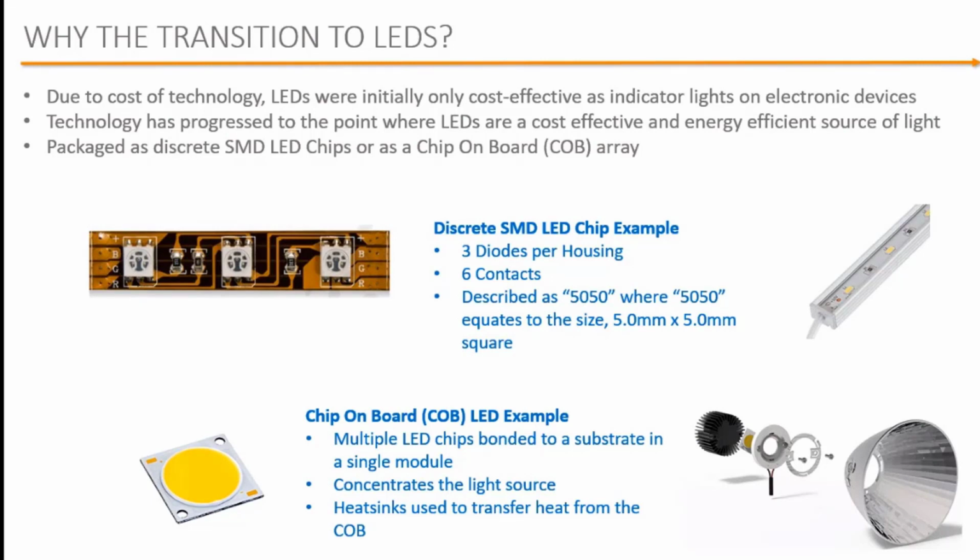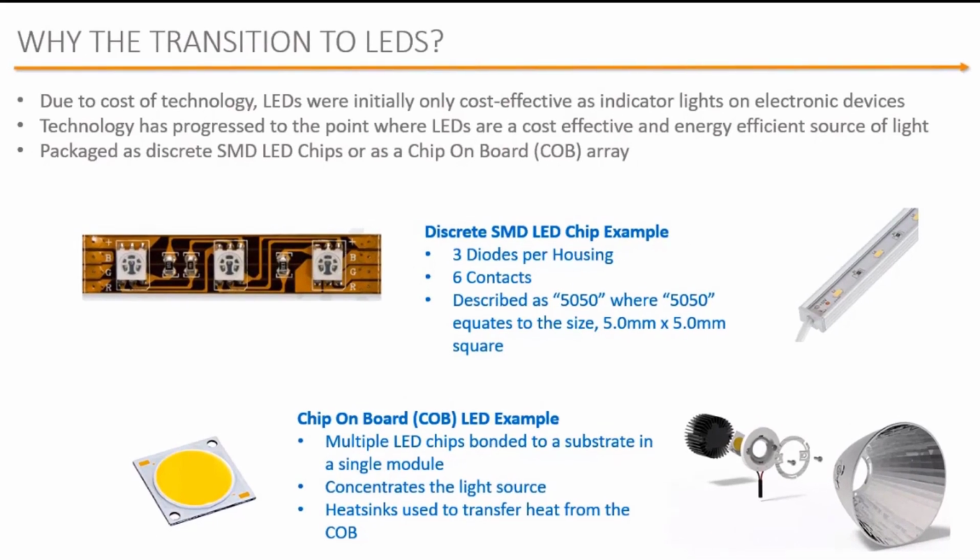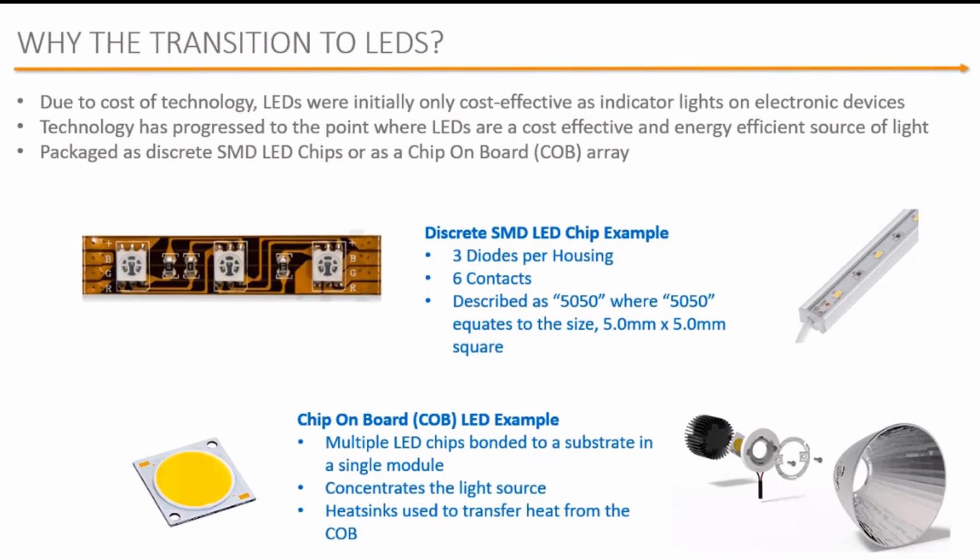They can be packaged as either discrete surface-mounted chips or as a chip-on-board (COB) LED. Surface-mount LED chips in strip lighting applications come in various sizes. They're described as 50-50, where 50-50 refers to the size of each square.